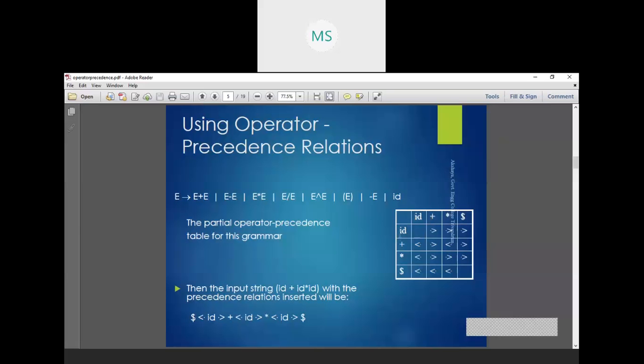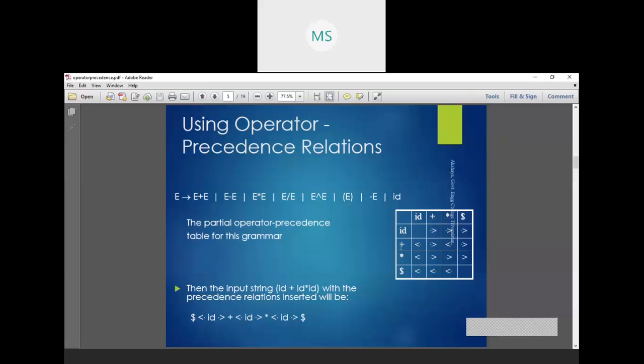Because ID has higher precedence than plus, I am writing the greater than symbol on this side. I am comparing ID and star. Again, ID has the highest precedence, so I am writing the greater than symbol. ID and dollar: again, ID has higher precedence, so greater than.